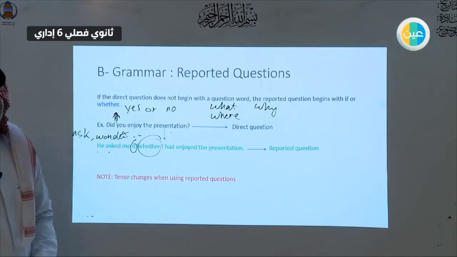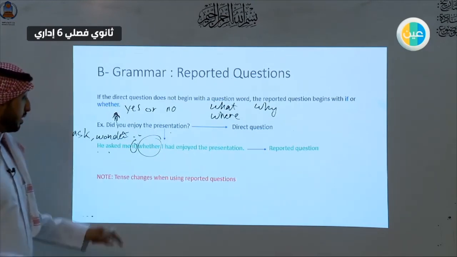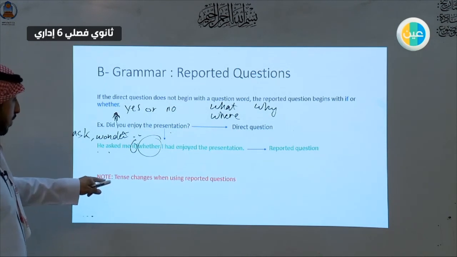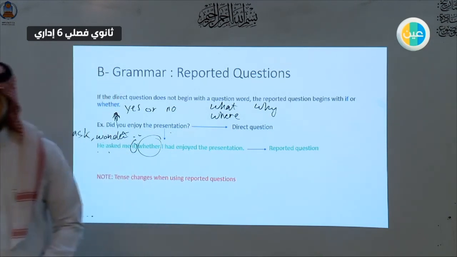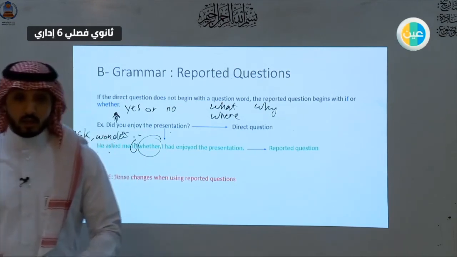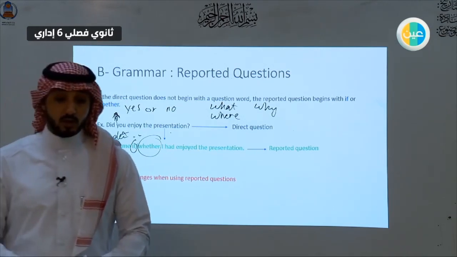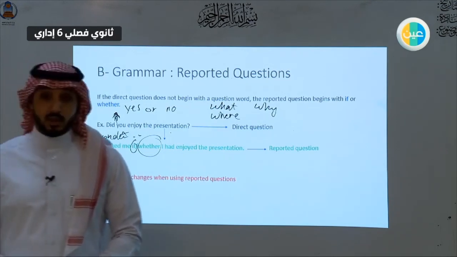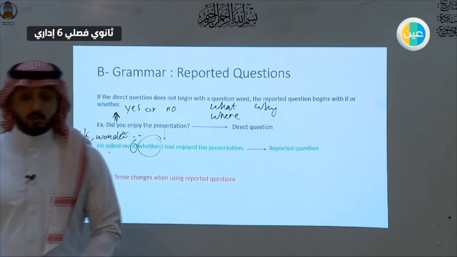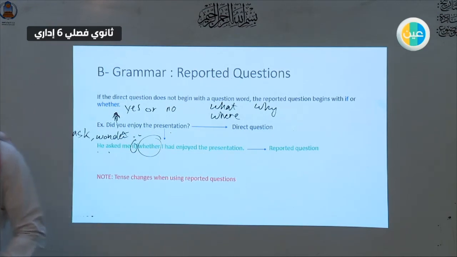And then the most important thing, guys, is to be aware of the tense changes when you're using a reported question. So when you have a sentence and then you want to report it, you have to understand which tense that sentence is written in. Okay, so be careful of that, guys, and then try to understand that.